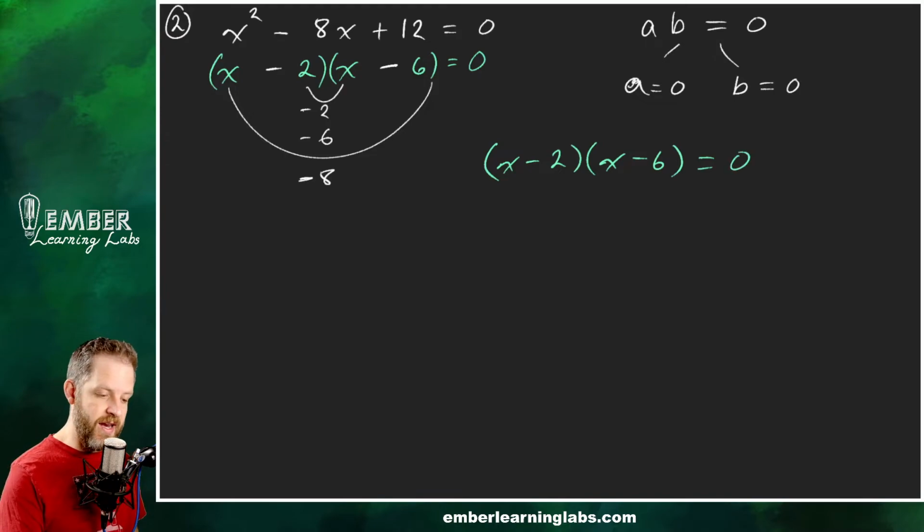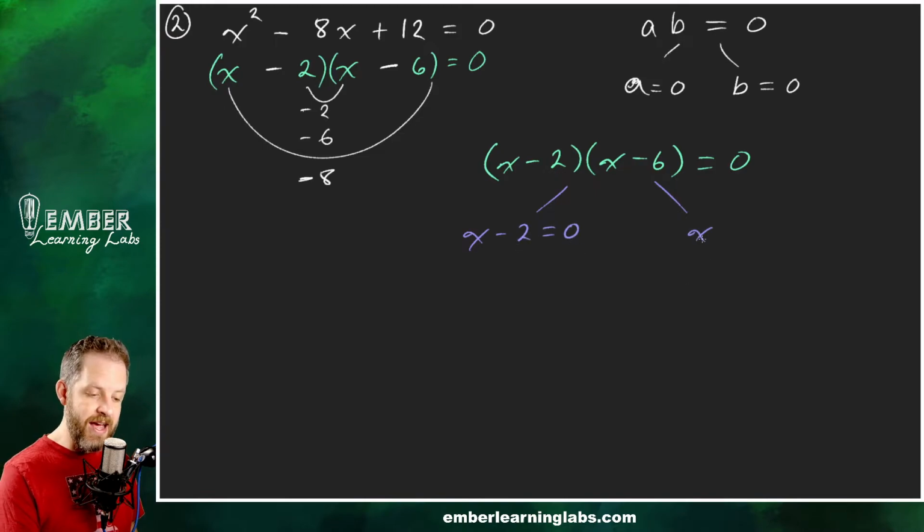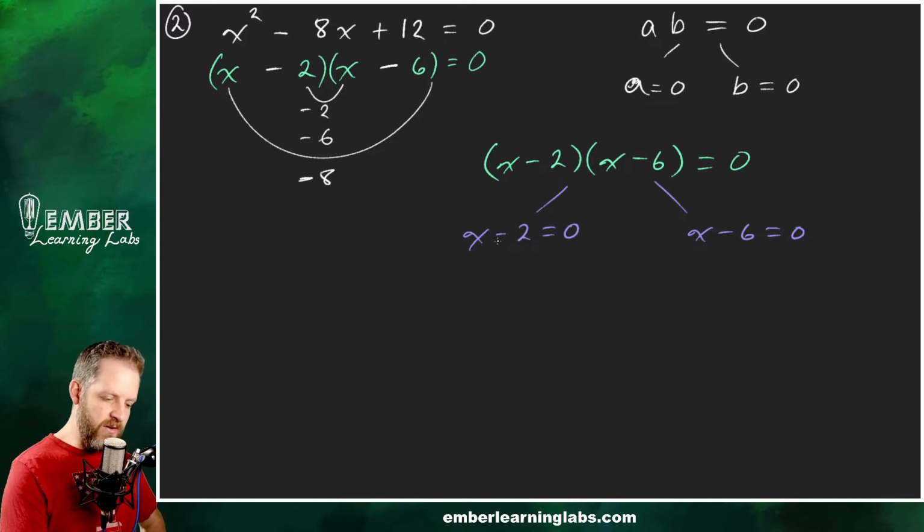So we can now split this into x minus 2 equals 0 and x minus 6 equals 0, right? So now we can solve each one of these little baby equations. For this one, all we have to do is add 2 to both sides.